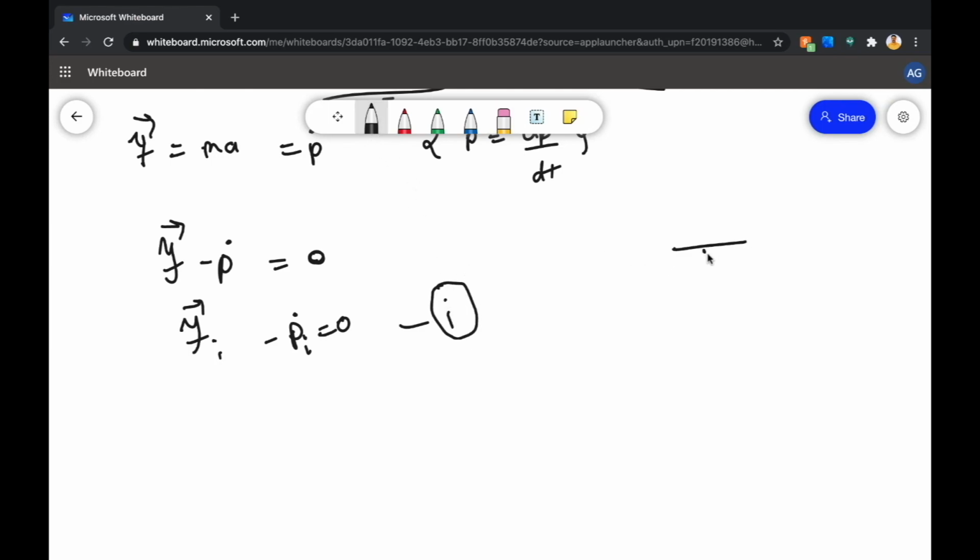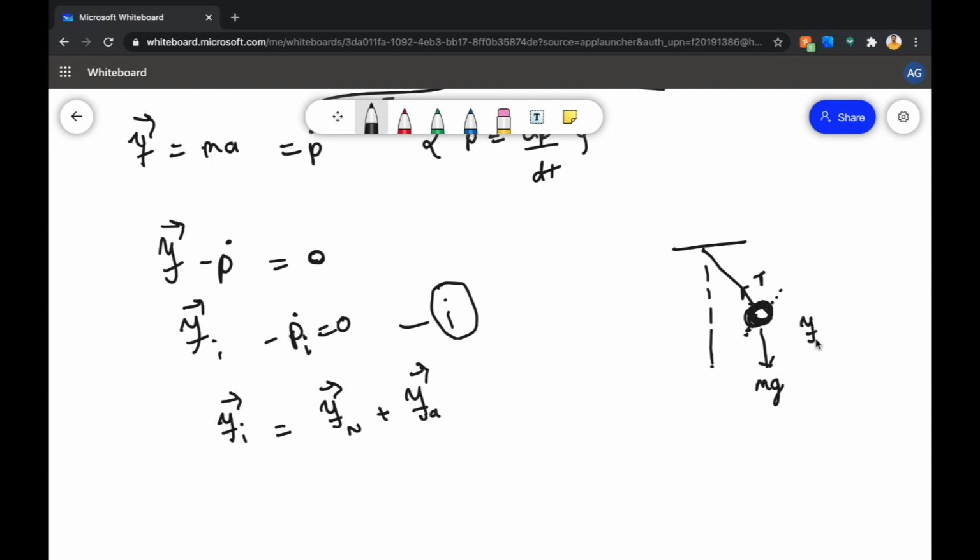Let me take an example. This is a pendulum. There are two forces acting on it: one is the tension force, and one is the gravitational force. At any moment t, this small distance is dr. So to remove the normal forces, what he basically did was write the force acting on particle i as the summation of the normal forces plus the summation of applied forces. In this case, the force acting on the bob is equal to tension plus mg.